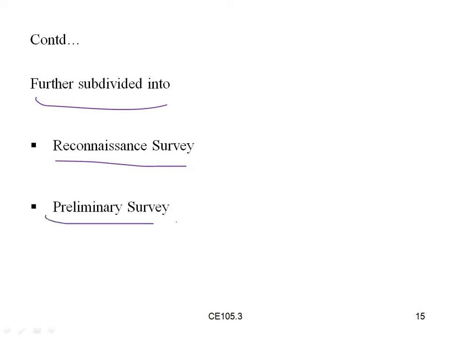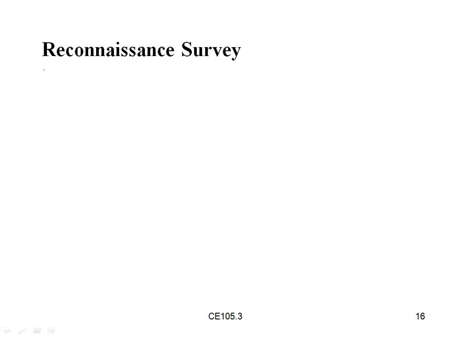Next, further it is subdivided into recurrent survey and preliminary survey. So these engineering surveys are divided into two categories. One is recurrent survey and the other one is preliminary survey. So let us see what is recurrent survey, and the third one is location survey. So what is recurrent survey?